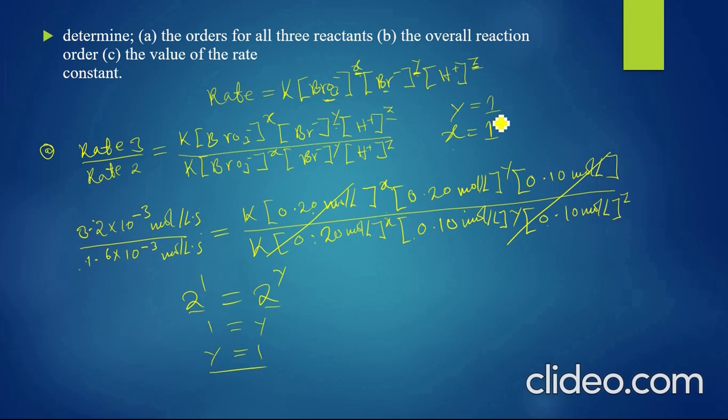So we have determined the orders for two reactants, and we are remaining with z. So how can we determine z?